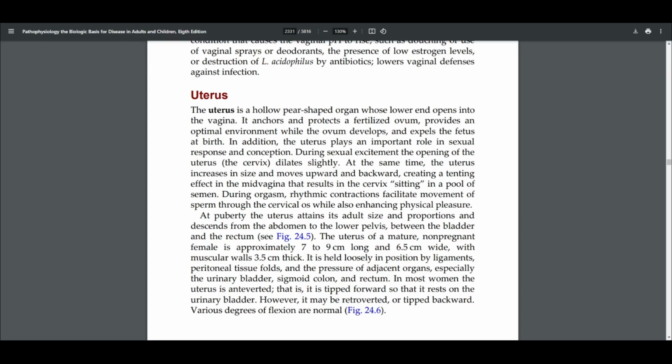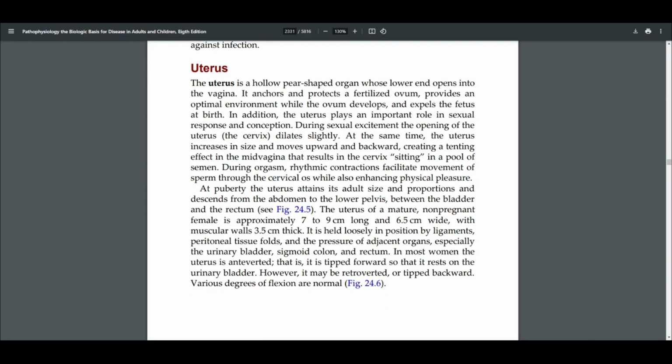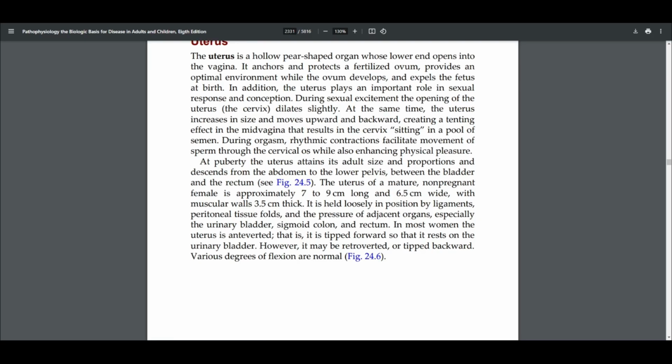During sexual excitement, the opening of the uterus dilates slightly. At the same time, the uterus increases in size and moves upward and backward, creating a tenting effect in the mid-vagina that results in the cervix sitting in a pool of semen. During orgasm, rhythmic contractions facilitate movement of sperm through the cervical os, while also enhancing physical pleasure.